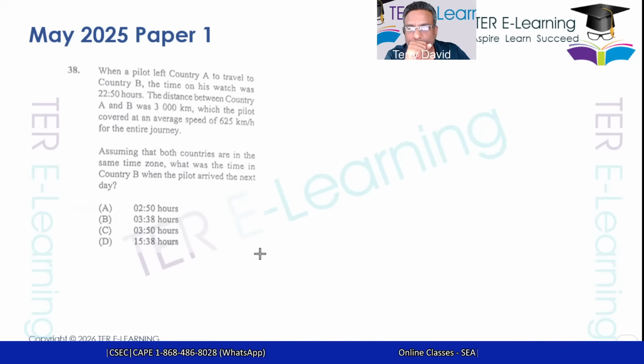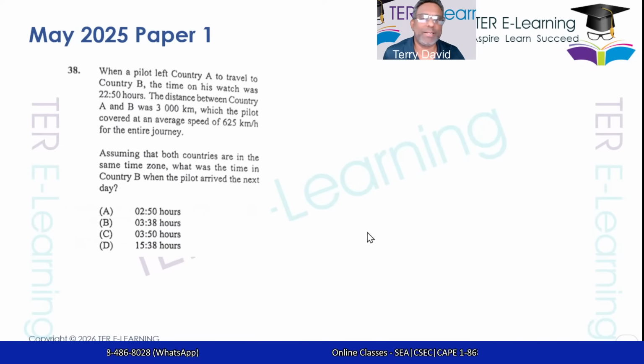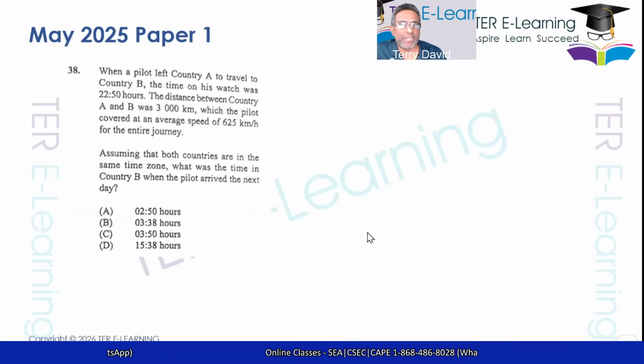Right, what we have here now. When a pilot left country A to travel to country B, the time at which his watch was 2250. The distance between country A and B is 3,000 kilometers, which the pilot covered at an average speed of 625 kilometers per hour for the entire journey. Assuming that both countries are in the same time zone, what was the time in country B when the pilot arrived the next day? All right, so what happened in here?